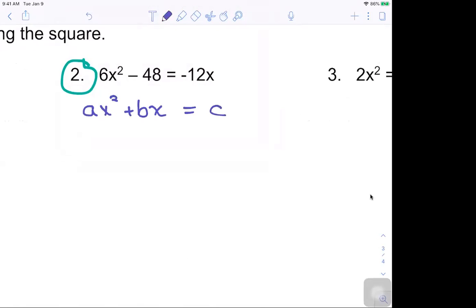That C term is not a perfect square. It doesn't deal with the process of completing the square. So we always want to isolate that, take it to the other side. So if we kind of rearrange things first, we would have the 6x squared. I'm going to add the 12x, take the 48 to the other side. So just getting it into the format of how it should look to complete the square. That would be the first step. What would the second step be?